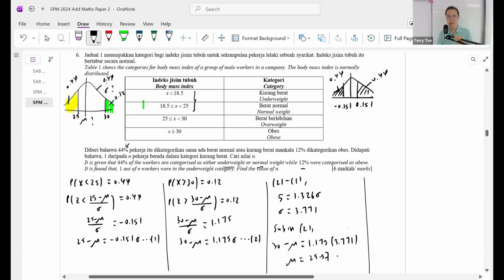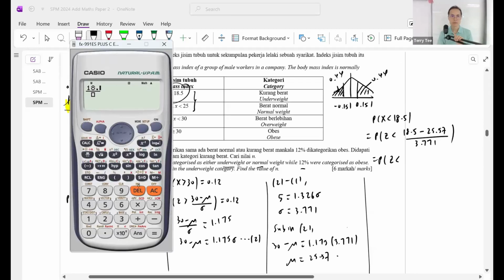1 out of n workers are underweight. So now we got to use the underweight. Underweight means P(X less than 18.5). We find this probability first. So when you standardize, you take 18.5 minus your mean, which is 25.57, over standard deviation 3.771. It's a bit long. So let's calculate this.